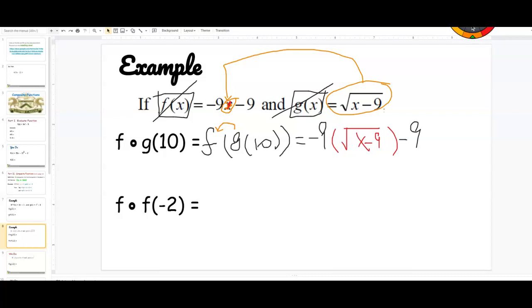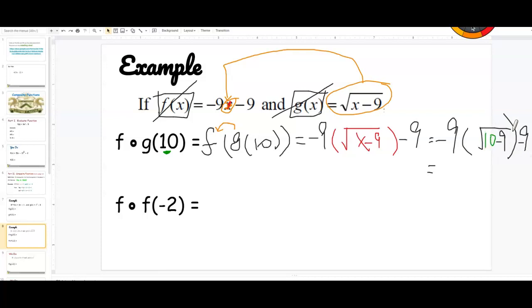Finally, you see the number here, so we're going to replace x by the number. So it is, copy from the beginning, negative 9, parenthesis, square root, and then I see the x, so I'm going to replace it by 10. And keep copying, minus 9, parenthesis, minus 9.